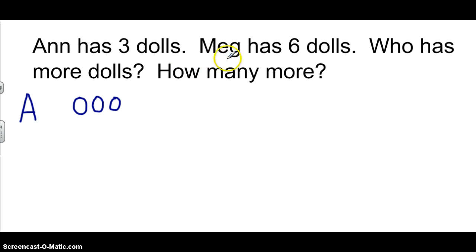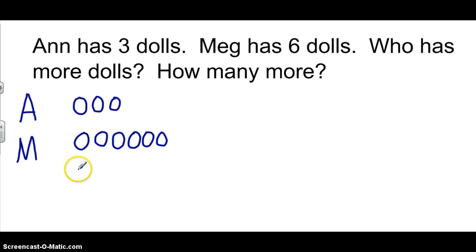The other important information says that Meg has 6 dolls. So I'm going to put an M here for Meg. And I'm going to draw her 6 dolls. And when I draw them, I'm going to line them up right underneath Anne's. Keep it nice and neat. And you'll find out in a second why that's pretty important. So there I have 3, 4, 5, 6. All right, there's Anne's 3 dolls and Meg's 6 dolls.